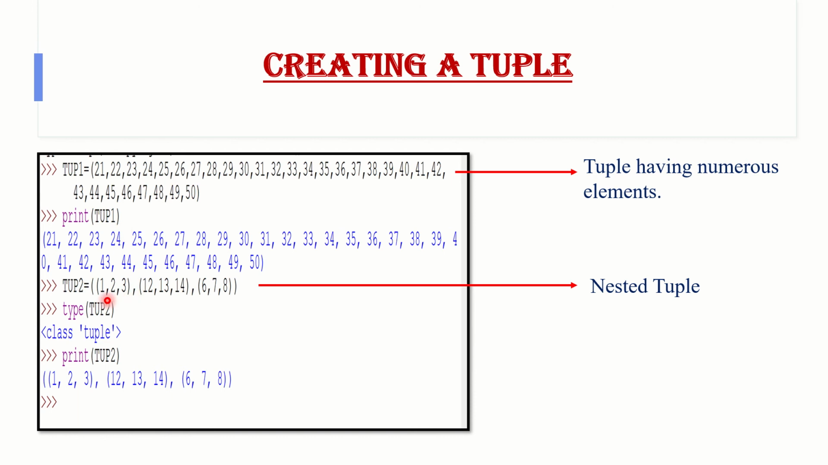We can also have a nested tuple. A nested tuple is nothing but a tuple inside another tuple. So if you see here, this is a nested tuple, that is a tuple inside another tuple. So if I ask for the type of tup2, Python tells me that this is also a tuple.